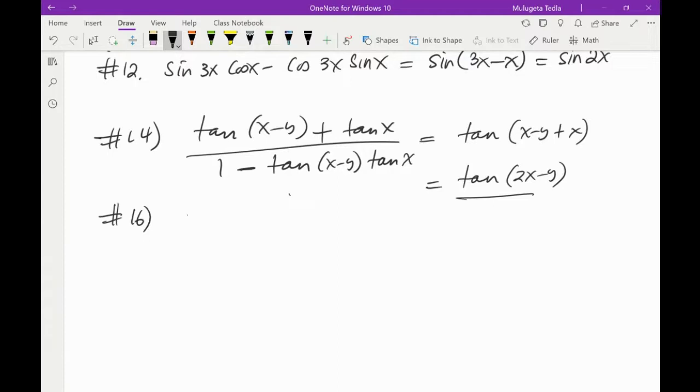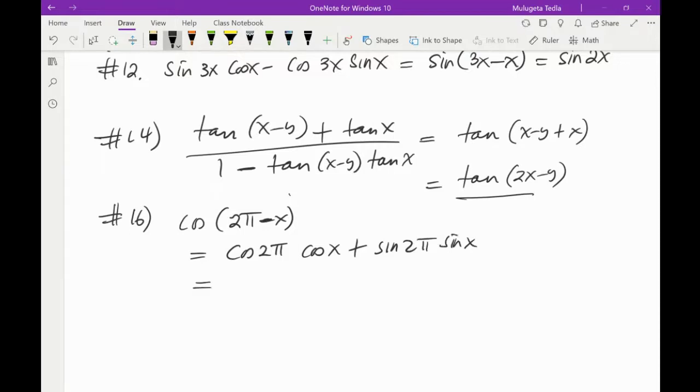16, cos of 2 pi minus x. Could you expand this for me? What is cos of 2 pi minus x? How do we expand it? Do you remember the rule? It's cos, sine, sine. Excellent, Wissam. If it's minus, what is it? Plus. Excellent. Thank you. Cos 2 pi cos x plus sine 2 pi sine x.